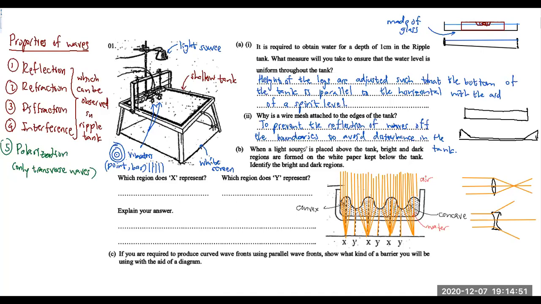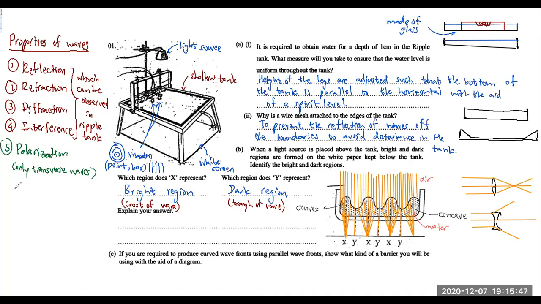Now they are saying in the question, when a light source is placed above the tank, bright and dark regions are formed on the white paper kept below the tank. Identify the bright and dark regions. Most of the rays reach X, so X will be the bright region. And Y will be a relatively darker region, because a very limited number of rays will reach Y. X represents the crest of the wave, whereas Y represents the trough of the wave.